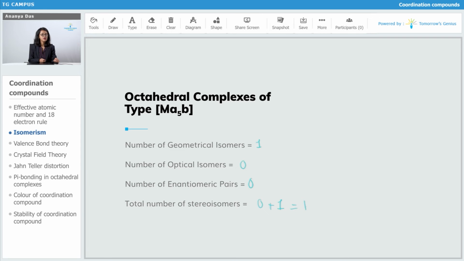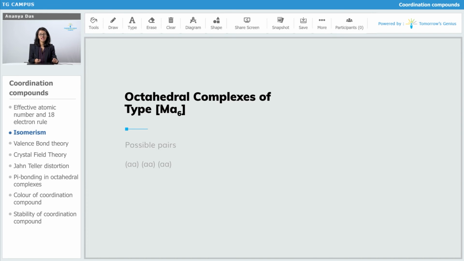Similarly, we have this next complex MA6. For MA6, this is the only possible pair. In this, A is trans to A, A is trans to A, A is trans to A, because there is no other ligand present. So we have only one possible pair. So this complex is also not going to show you any geometrical isomerism. But the number of geometrical isomers is going to be 1.